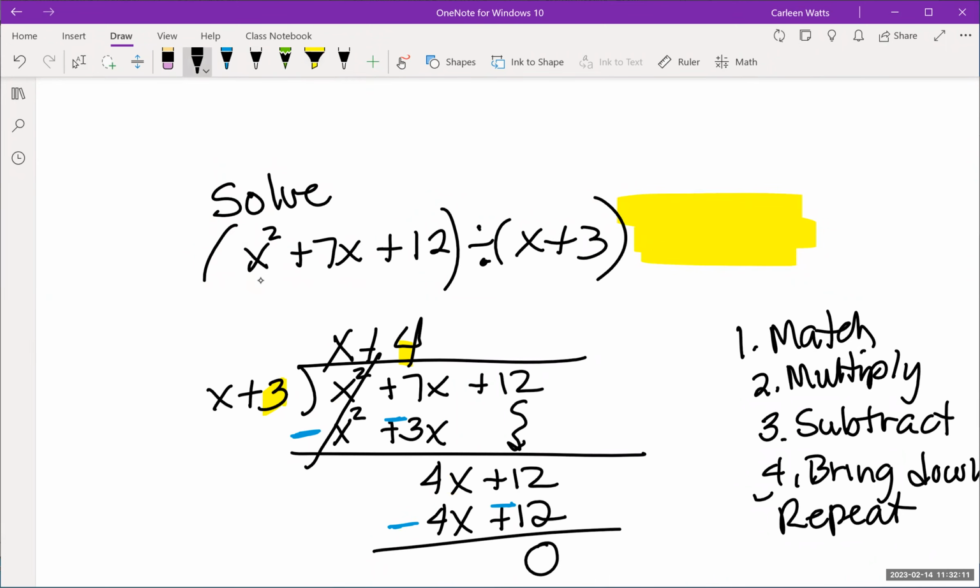X squared plus 7x plus 12 divided by x plus 3 is, where's the answer? Yep, x plus 4. Could we have done that by factoring? Yes. Take x squared plus 7x plus 12, divide it by x plus 3, and you get an x plus 4.